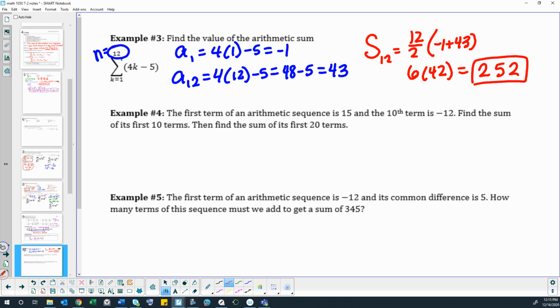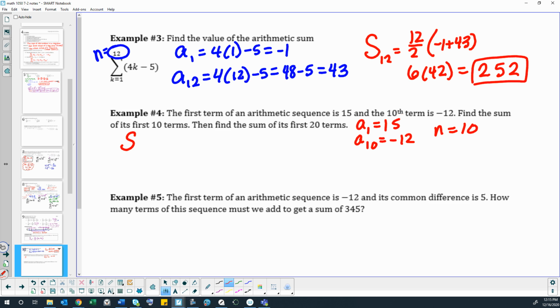Let's look at the next one. The first term of an arithmetic sequence is 15. I'm just going to start making a list. A simple one is 15. And the 10th term is negative 12. A sub 10 is negative 12. Find the sum of the first 10 terms. Then find the sum of its first 20 terms. Okay, so they gave us exactly what we need to do the first 10 terms, because that would be for n equals 10, right? We'll deal with n equals 20 in just a moment.